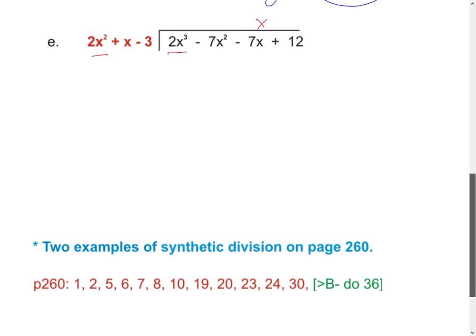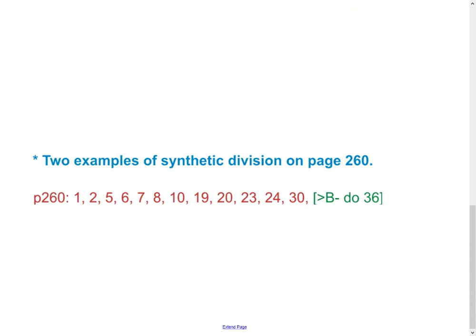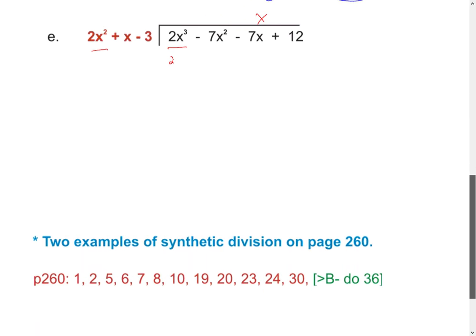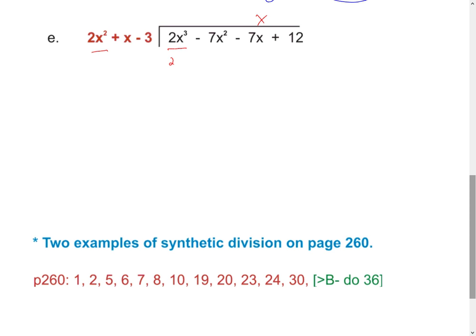Still going to distribute, right? What's a 2x squared times an x? 2x cubed. Right? I'm going right down the road here of this trinomial. So you got 2x squared times x is 2x cubed. Then we got to do a positive x. Positive x times the x is a positive x squared. Then a negative 3 times the x is a negative 3x. So again, I'm just distributing, and again, I got to subtract.